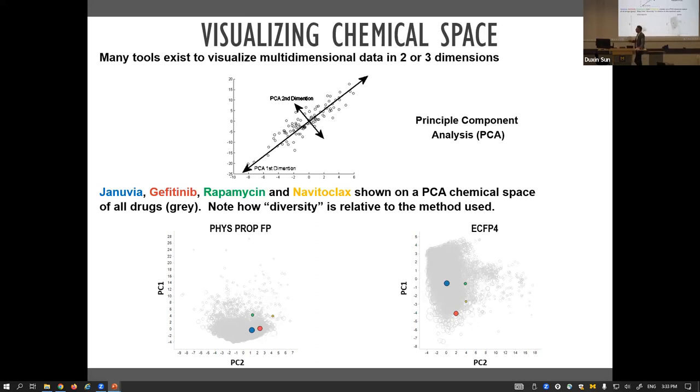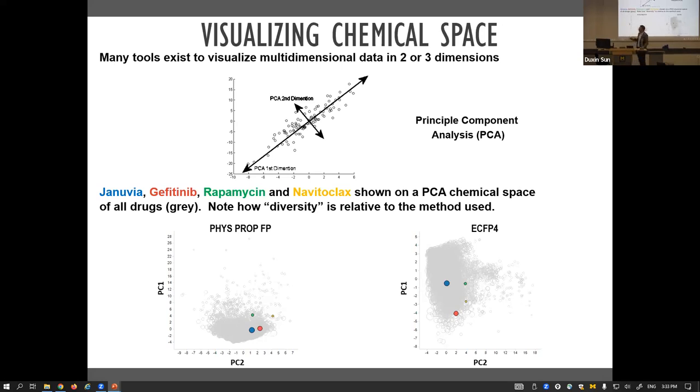We took the exact same set of molecules and fed them through a fingerprint algorithm that turned our data into 2,000-dimensional data. And then we put it through PCA, and it gives us, again, this 2-dimensional data. The point that I want to make here is that there are 4 drugs: Januvia, Gefitinib, Rapamycin, and Navitoclax, and they're colored differently in the plot.